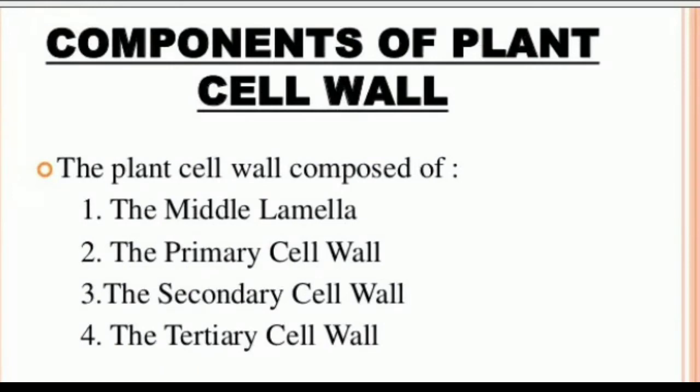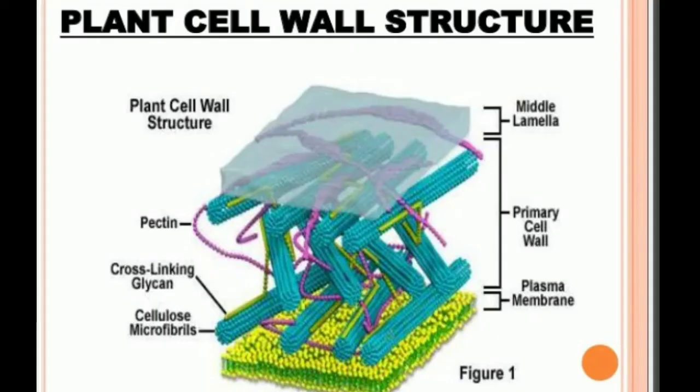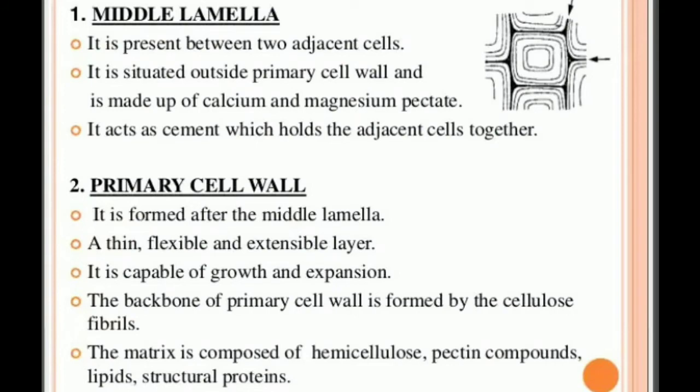Components of plant cell wall: the middle lamella, the primary cell wall, the secondary cell wall, and the tertiary cell wall. Plant cell wall structures. Middle lamella. It is present between two adjacent cells. It is situated outside the primary cell wall and is made up of calcium and magnesium pectate. It acts as cement which holds the adjacent cells together.